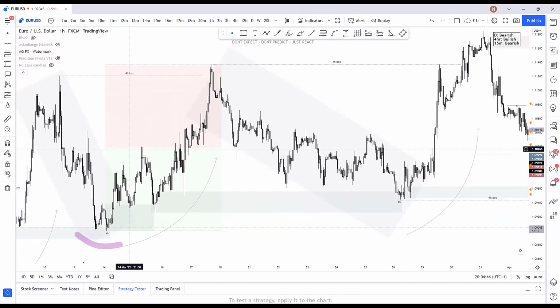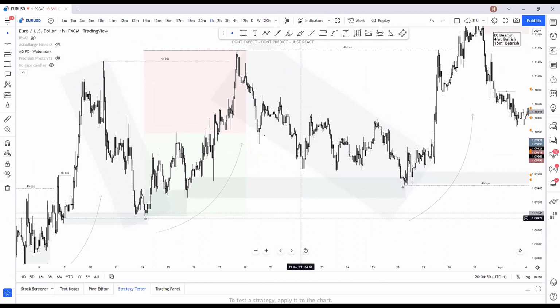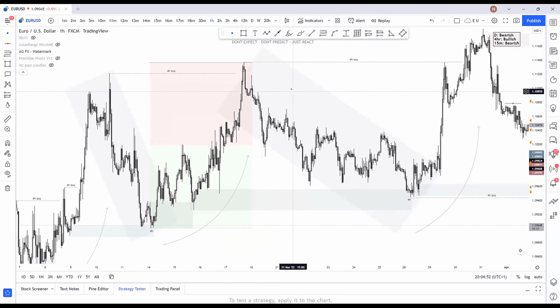Hopefully that clears things up. Don't be waiting on the 4-hour for ages until it reaches a zone that's in your premium or discount, because you're going to miss out on a bunch of trades. And yeah, that's really it.